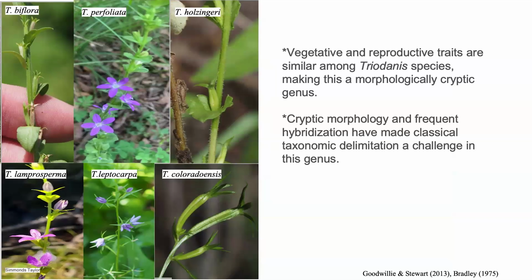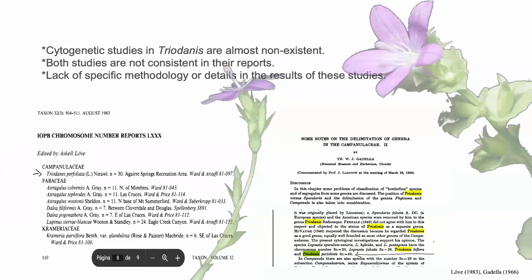So that's why we want to explore other kinds of traits that can help us actually identify species in the genus. In terms of cytogenetic studies, which is the study of cells, basically the study of chromosomes of plants, there are almost no studies for this genus. However, we found 2 papers that mention the number of chromosomes.